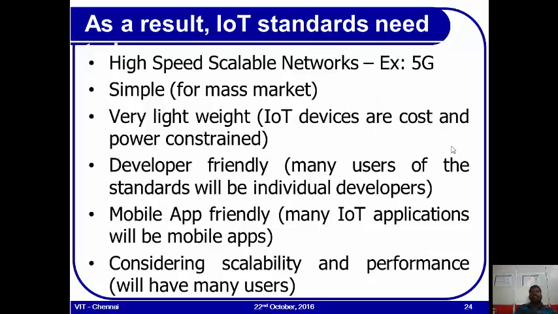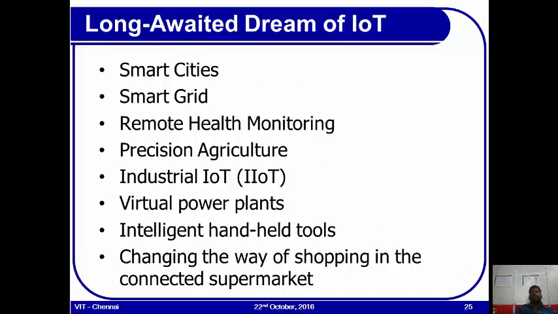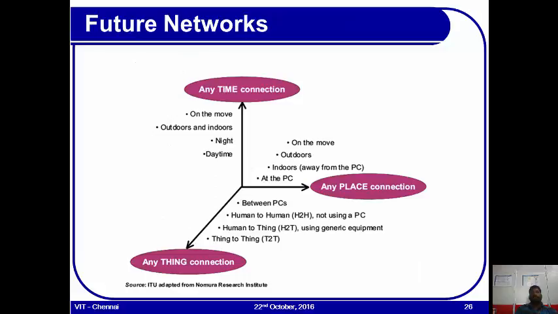As a result, IoT standards, high-speed scalable networks, simple, very lightweight IoT devices, and cost and power constraints, developer friendly, mobile app friendly, considering scalability and performance. The long awaited dream of IoT: smart cities, smart grid, remote health monitoring, precision agriculture, industrial IoT, virtual power plants, intelligent handheld tools, changing the way of shopping in the connected supermarket. Future networks could go in three directions: anytime, any place, any connection.